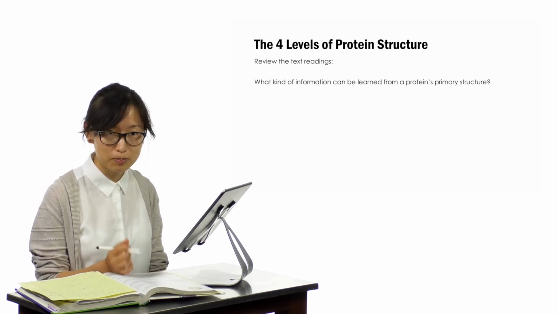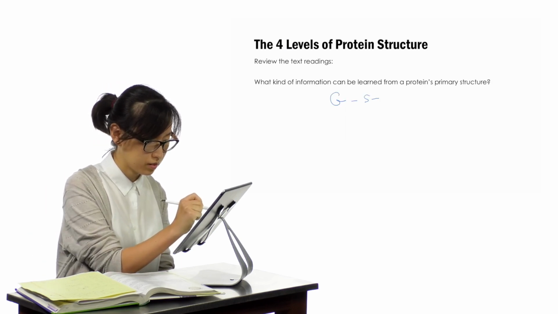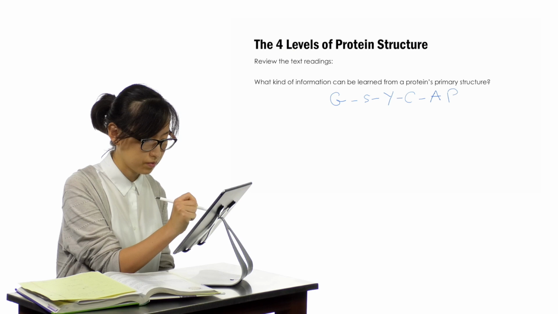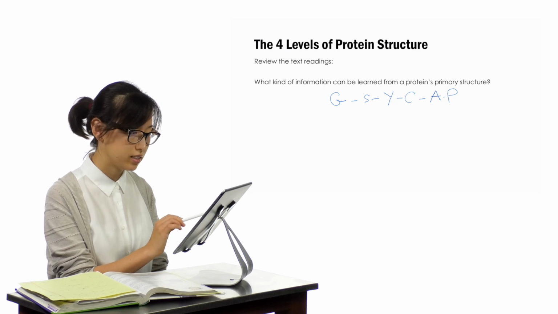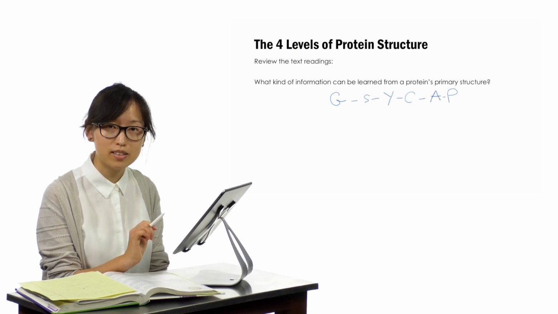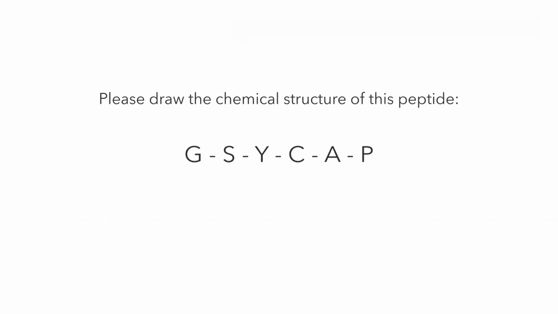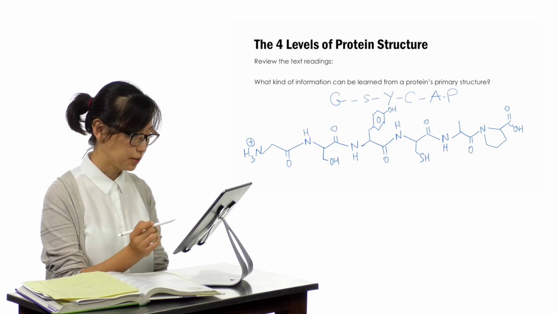Now let's draw out this short peptide. This peptide is glycine, serine, tyrosine, cysteine, alanine, proline. Please pause and give it a try. I hope you tried drawing this peptide. Now you can see what it should look like.